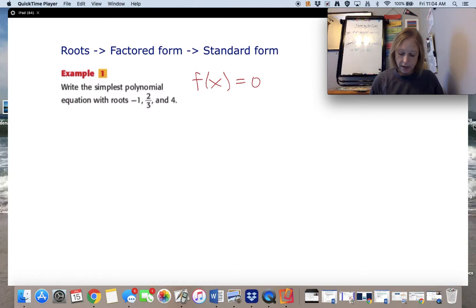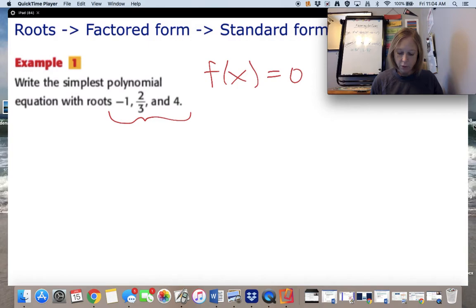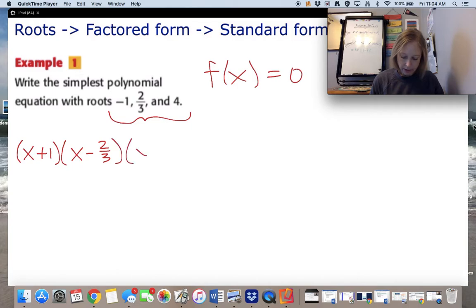So I can take these three values and I am going to put the opposite of those values in parentheses with x. So I'll have an x plus 1, and then I'll have an x minus 2/3, and then I'll have an x minus 4. Okay, so now if I were to solve each of these, I would get the values above. So now I just took my roots and I wrote it in factored form.